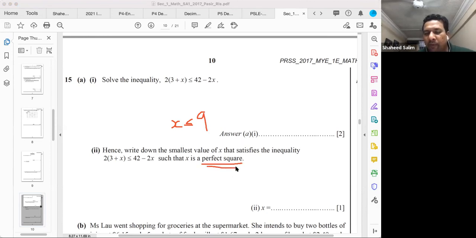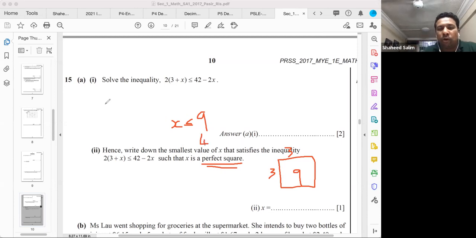What is a perfect square? A perfect square is a number that can be square rooted. For example, these are numbers that are squares. Perfect squares: 1. Why? 1 times 1 equals 1. The next one is 4. Why? 2 times 2 equals 4. The next one is 9. Why? Because 3 times 3 equals 9. So down here, what is the smallest value of x that satisfies it being less than or equal to 9?